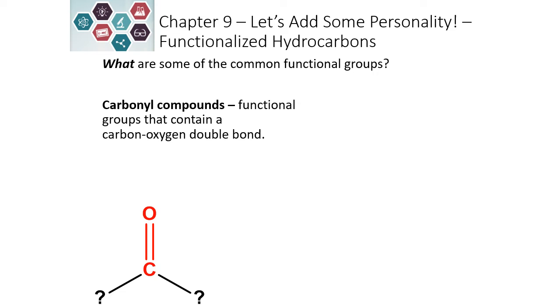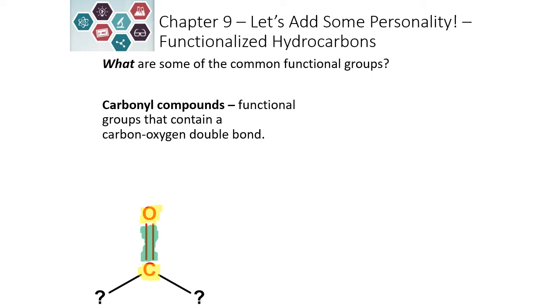One attachment of atoms that we see in several different types of functional groups is called a carbonyl or a carbonyl compound. And in order to be a carbonyl, we have to have a carbon and an oxygen that are attached together by a double bond. And this is what we refer to as a carbonyl.